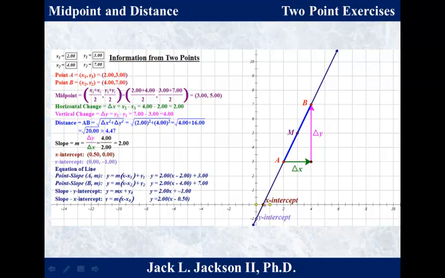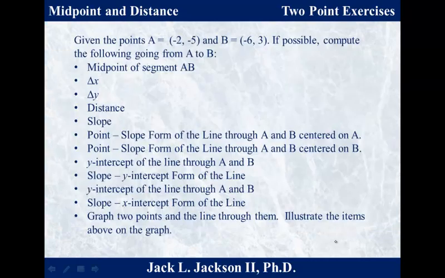So this brown point is the x-intercept, that's the point 1/2, 0, and the purple point down here is the y-intercept, and that's the point 0, negative 1. Okay, let's try the same thing again with another one. So here's another set of points, negative 2, negative 5, and negative 6, 3. Do exactly the same thing again. Find all these things, and then come back and check your work.